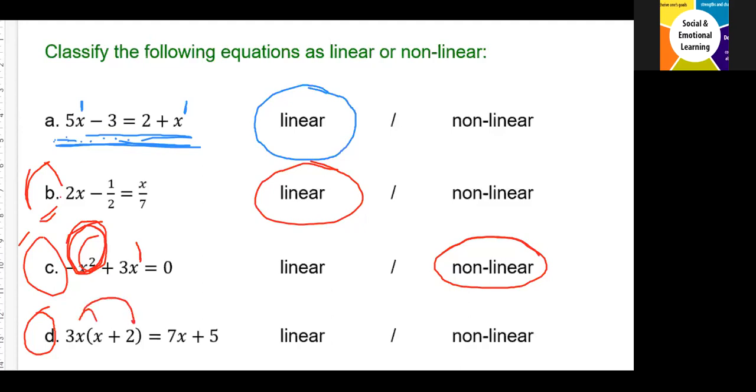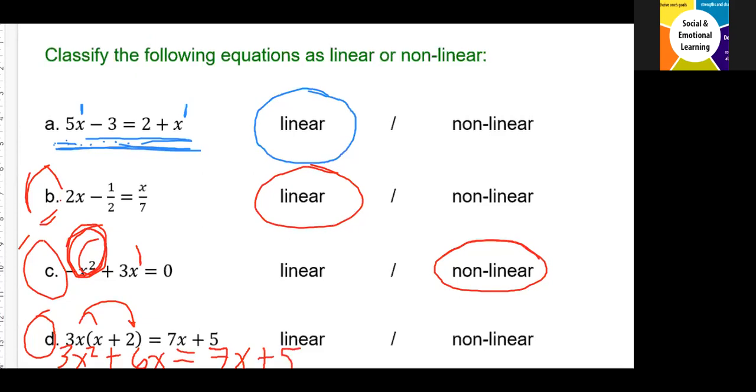Some of you may know this, some of you may not. Who knows how to use the distributive property to expand? Ellen, will you go ahead and expand this for me? 3x plus 3x times 2, which is going to be 6x. So you add the 6s, and the other side it's going to be 7x plus 5. So there is a square. So the answer is nonlinear.